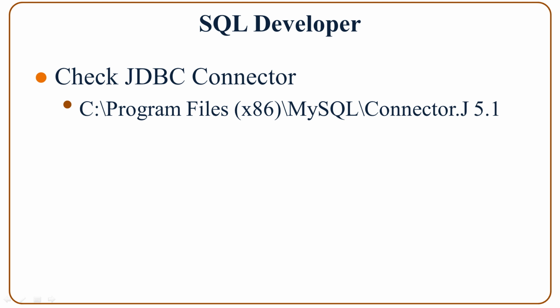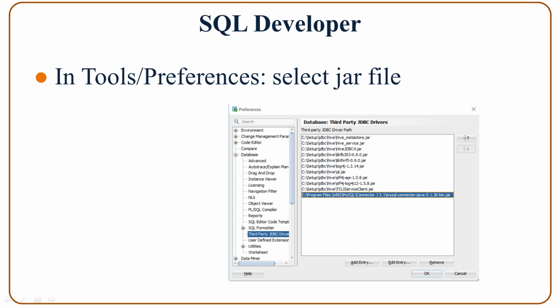So in SQL Developer, you go to the Tools menu and then Preferences, then look for Database, and then Third Party JDBC Driver, and then click Add Entry, and then you look for the jar file. Okay, you need to look for the jar file, not just the folder. You see the jar, right? Look for the jar file, which is the MySQL JDBC connector, in the folder that I mentioned. Actually, it's also here.